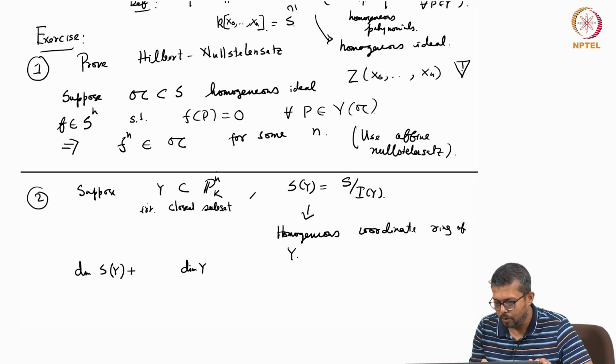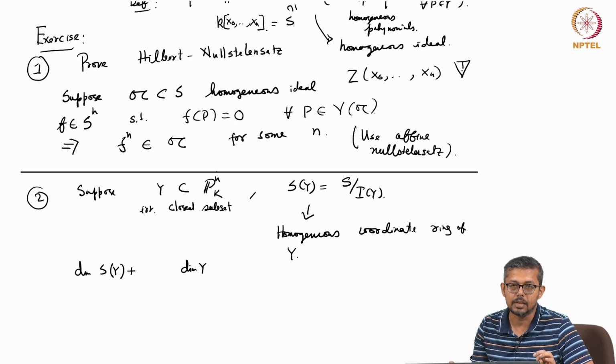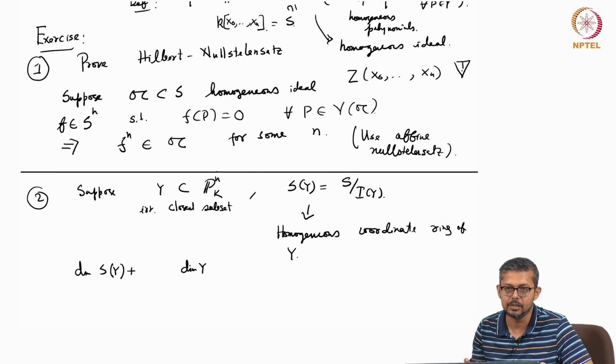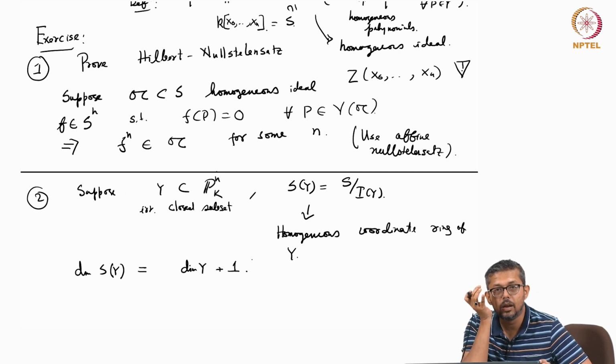So when Y is the whole Pn, then S_Y is nothing but S, the polynomial ring k[x0, x1, ..., xn]. And what is its dimension? It's n plus 1. But the dimension of Pn is n. So the dimension of S_Y will be the dimension of Y plus 1. But in the affine case, the dimension of A_Y is the same as the dimension of Y, because here you have one extra variable.